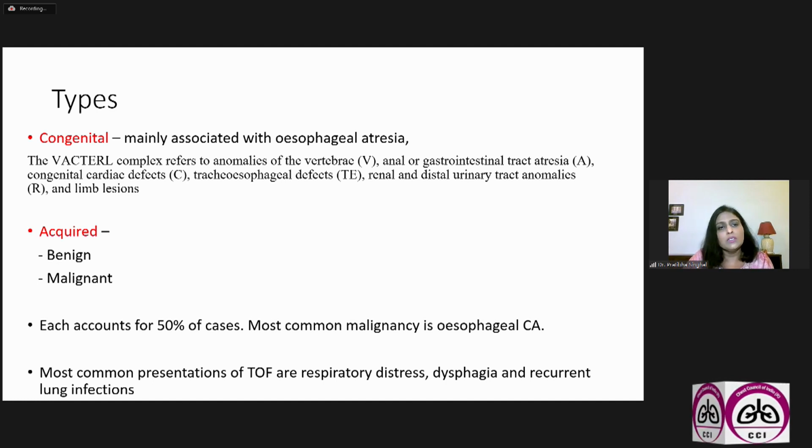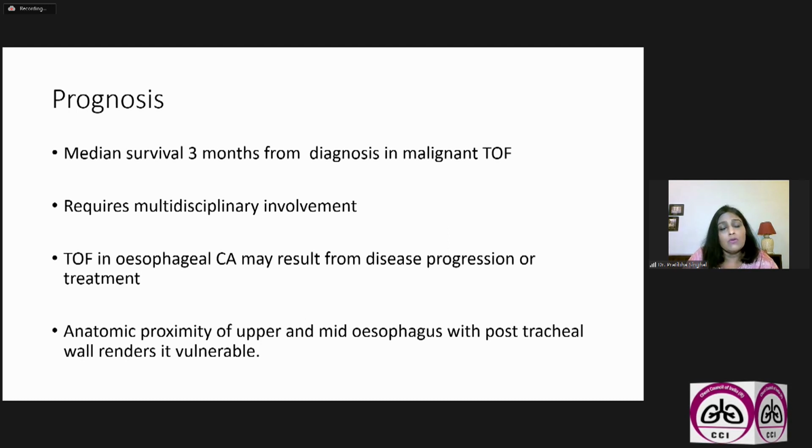The most common malignancy, as we all must be aware of, is esophageal carcinoma. The usual presentation could be, if it's very severe, then respiratory distress, or usually patients can have dysphagia and recurrent lung infections when the TOF is small. The usual prognosis, and why we are talking about this, is that when it's a malignant TOF, median survival is just about 3 months. It requires multidisciplinary involvement, which is why we have this lovely group of panelists over here.